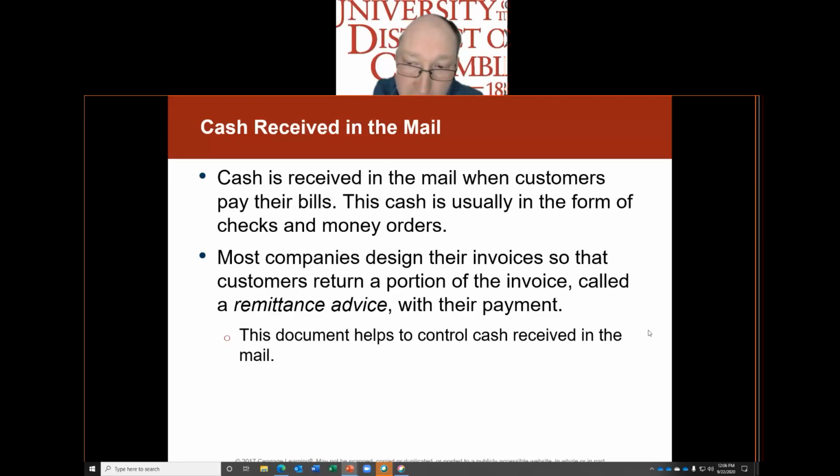That part of information, when you send that in with your payment, it helps to control the cash being received for the company, okay? Because the company's getting hundreds of these bills in the mail, right? They send out all the bills, the thousands of bills. Every day they get hundreds back in. When they get it back in, it's with a check and with that remittance advice. It helps the company to control that cash.